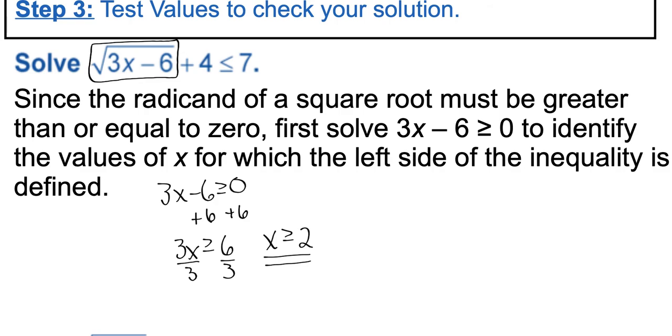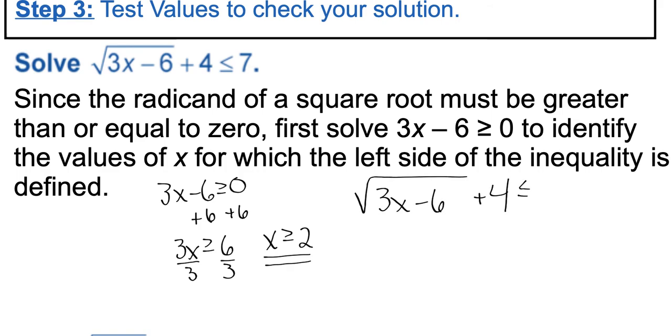Okay, now, second part of it. I take this like normal, like it started out as, and I just solve it. So I have square root 3x minus 6 plus 4 is less than or equal to 7. So solve this like you would normally solve a square root equation. Okay, move the 4 over. I got square root 3x minus 6 is less than or equal to 3. All right, so that square root is by itself. Now think about what you're going to do on your next step.